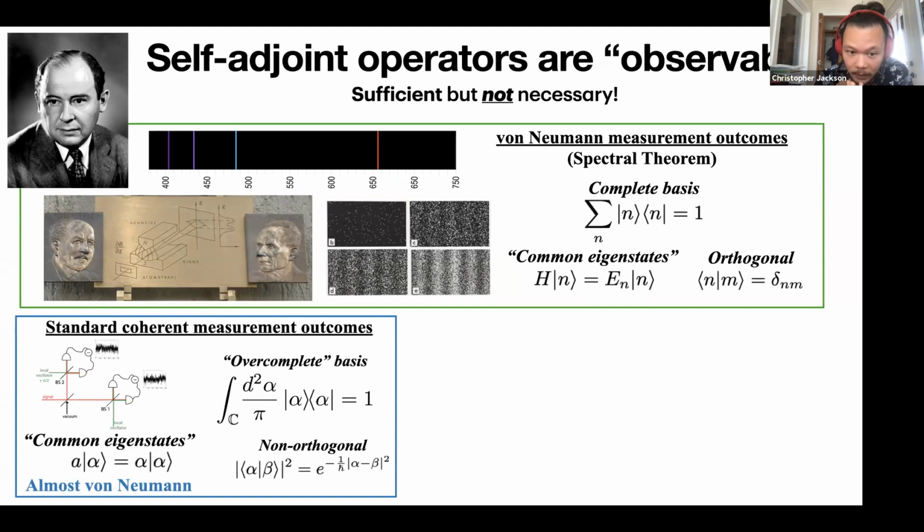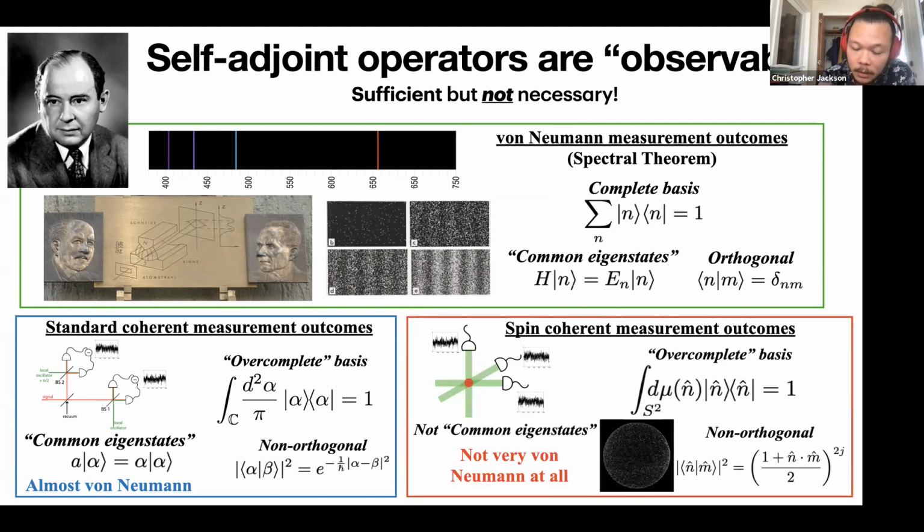But another important example of a quantum observable is actually the standard coherent measurement. I'm going to use the words standard coherent for the coherent states that you imagine as applied to optics. But there, the outcomes of the standard coherent measurement form an overcomplete basis, right? This is a standard way of referring to it. And this kind of measurement is not von Neumann because the outcomes are not orthogonal to each other. But in a sense, these states are almost von Neumann because they still are eigenstates of a common operator.